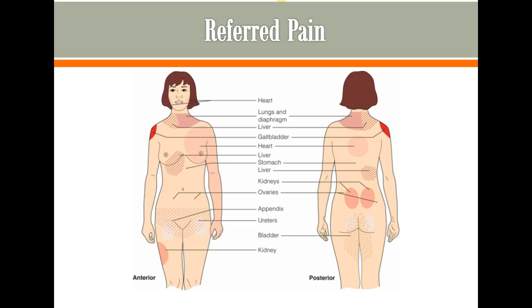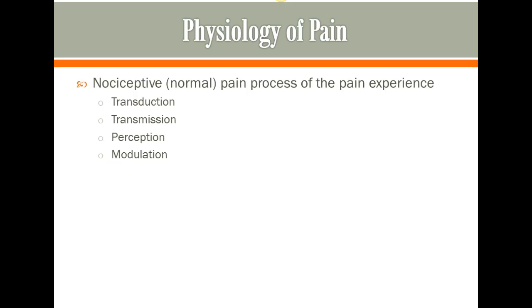Referred pain is pain felt in an area removed from the tissue causing pain, and this picture shows you different areas of referred pain. For example, in the back, often called flank pain, you can see referred kidney pain. The nervous system must receive and interpret a stimulus to allow the person to recognize the pain process. The steps to this include transduction, transmission, perception, and modulation, and we'll be reviewing these over the next few slides.